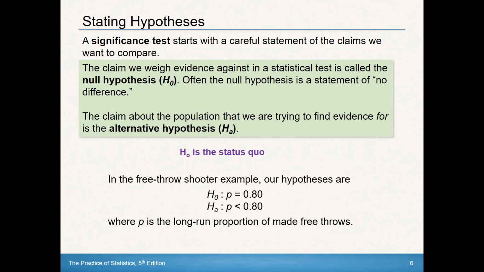So in our free throw shooter example, our hypotheses are, well, the status quo is, hey, I'm going to believe this person's claim. They really have been an 80% free throw shooter. The skeptics among us are going to say, you know, I don't really think you are. I think you are somewhere less than an 80% free throw shooter. Notice that the proportion, p, the population proportion, is what we're using here as our parameter.